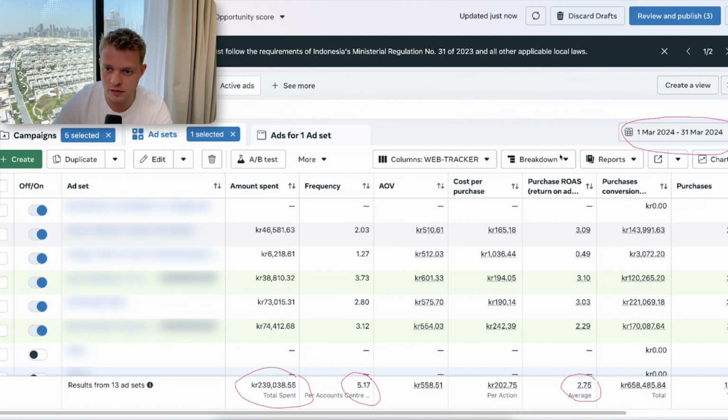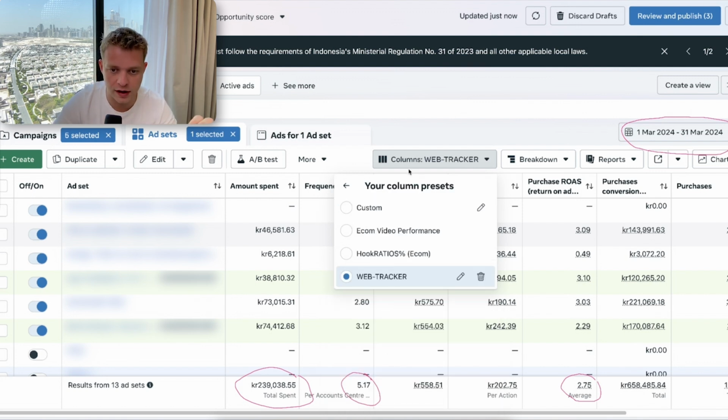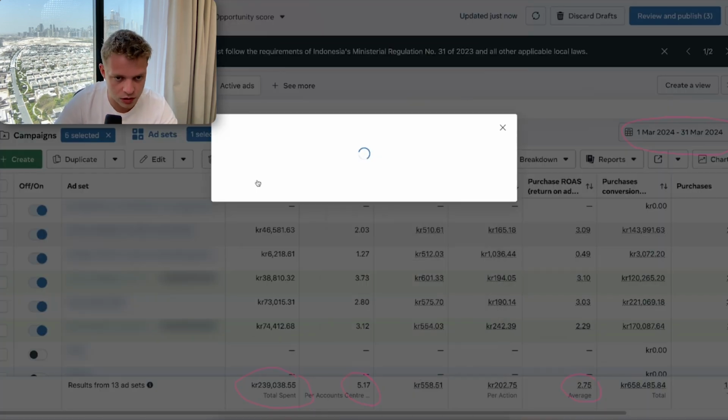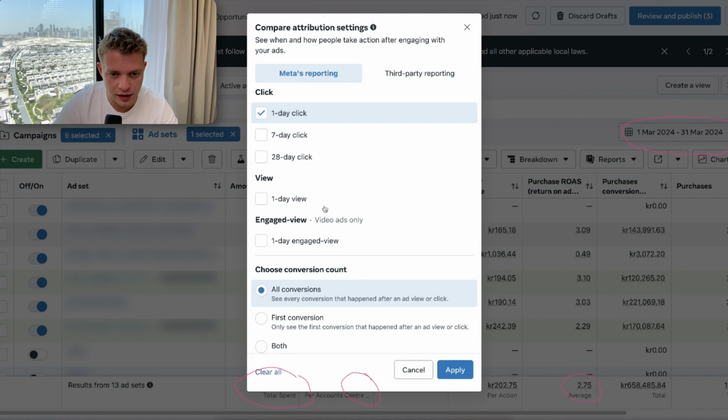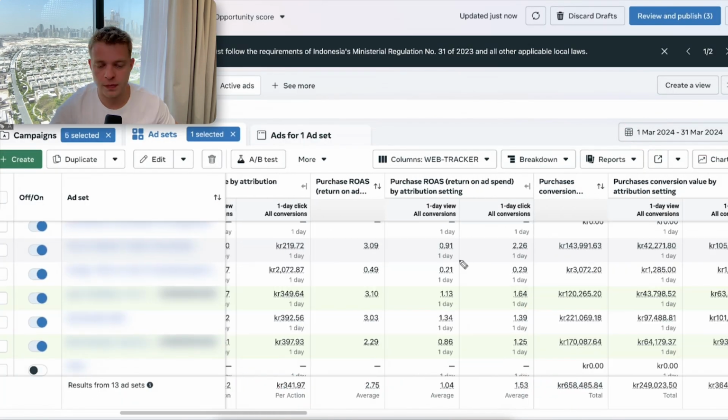But when we dive into the attribution settings here, we can see an account that is not performing whatsoever. 1-day click and 1-day view. If we just apply that, then we can see, okay, so right here we have applied our 1-day click and 1-day view settings to the ad account.